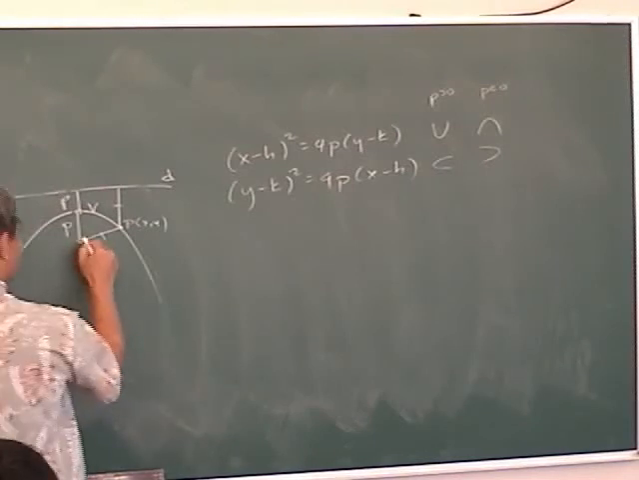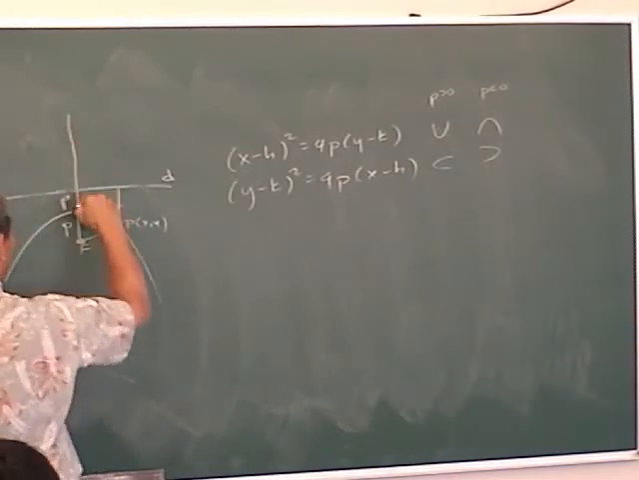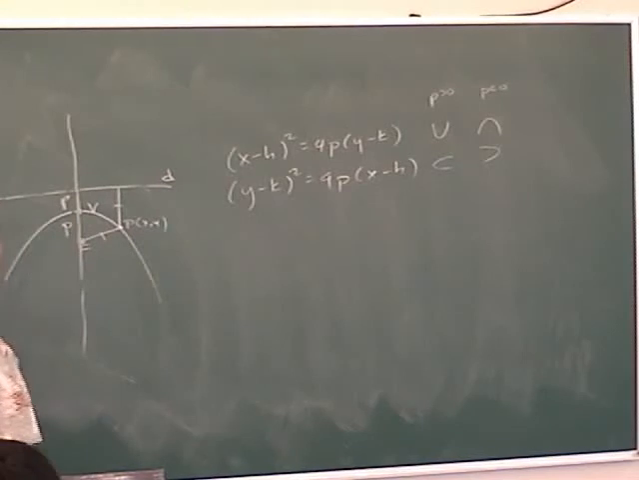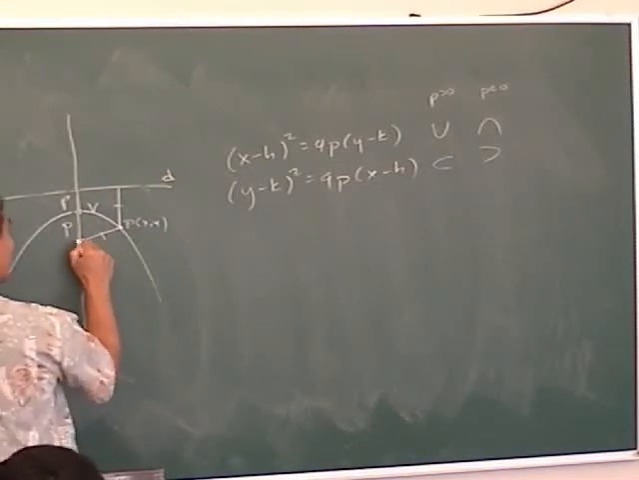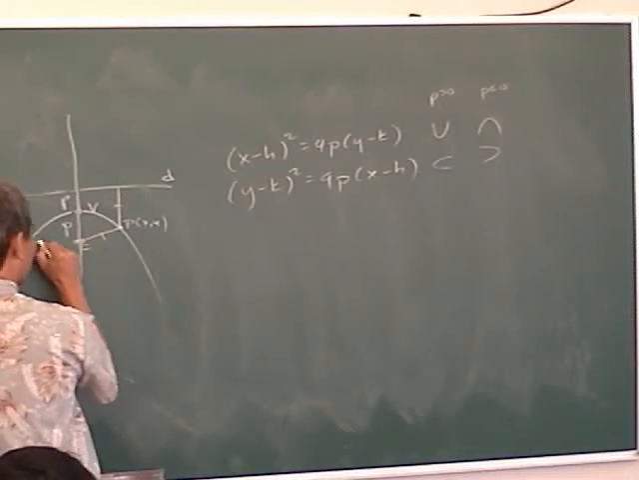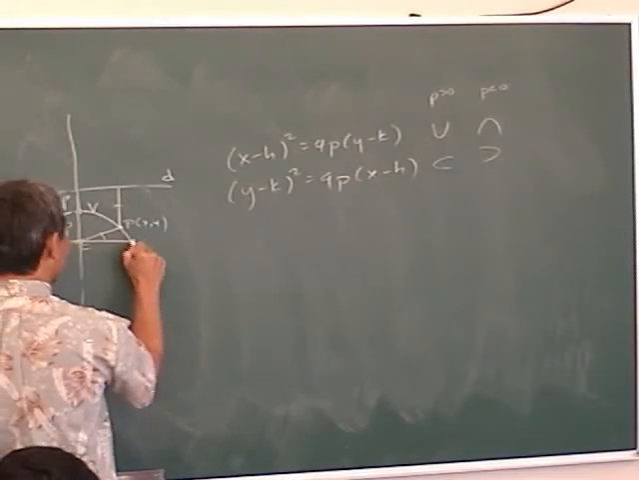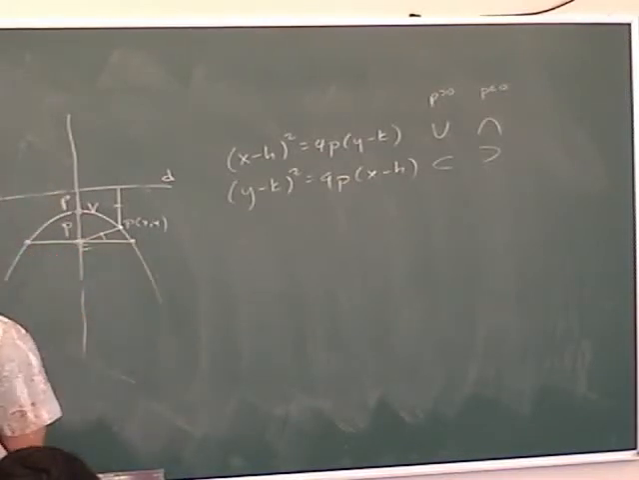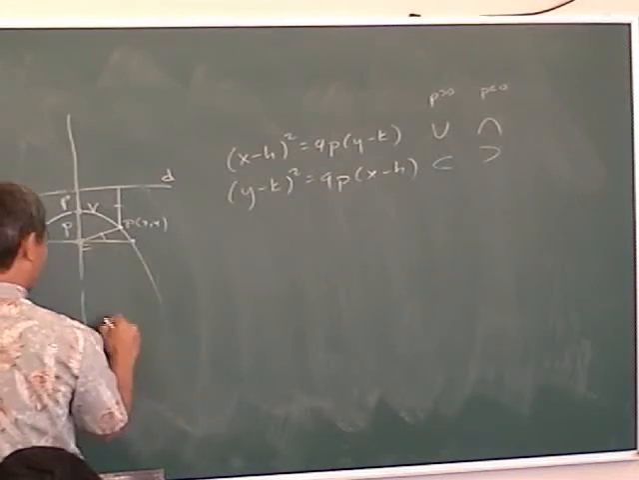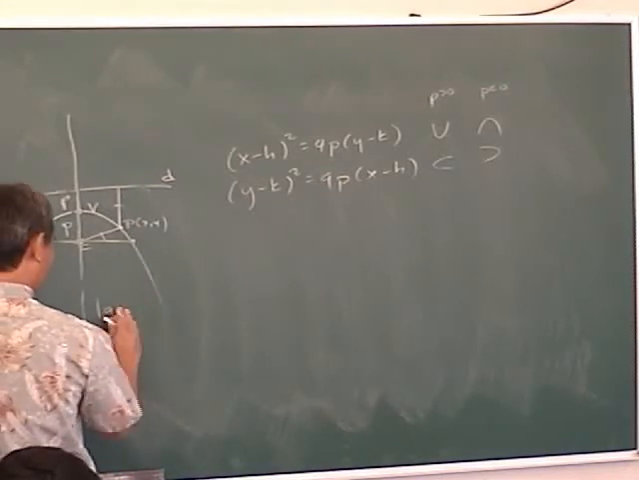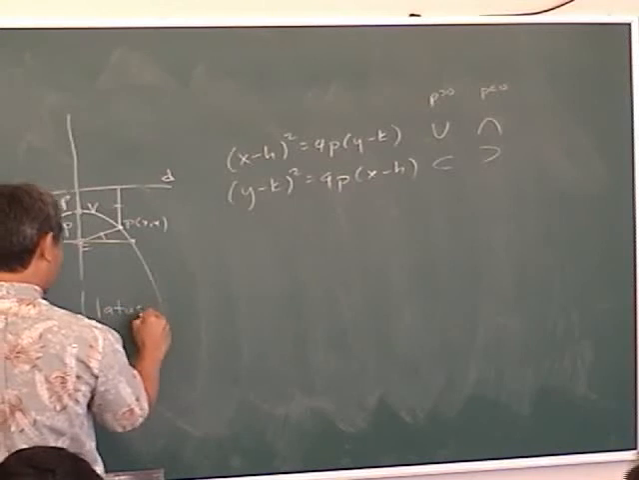What do you call this? This line right here. The axis of symmetry. What do you call a segment that goes through the focus perpendicular to the axis of symmetry, and the endpoints lie on the parabola? This is called the latus rectum. Not latus. The latus rectum.